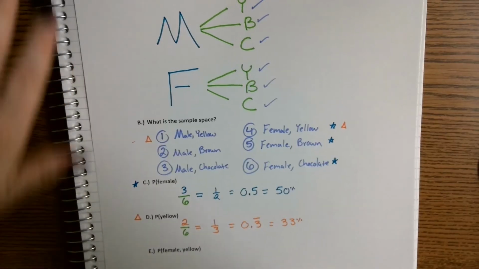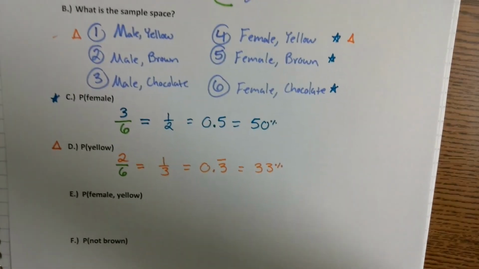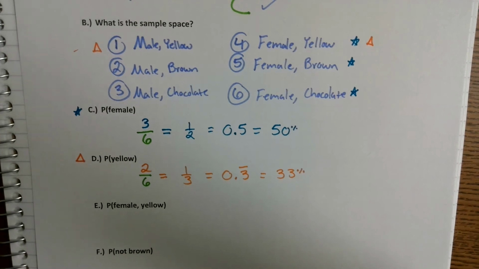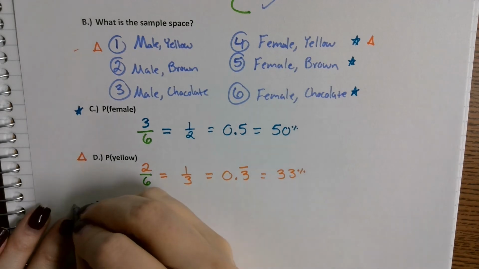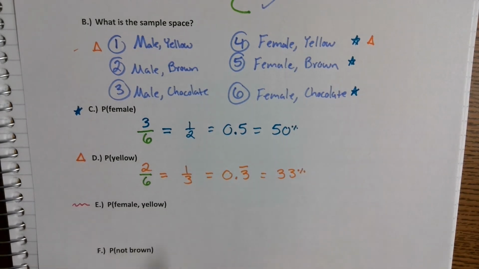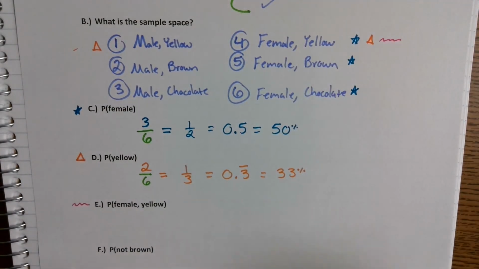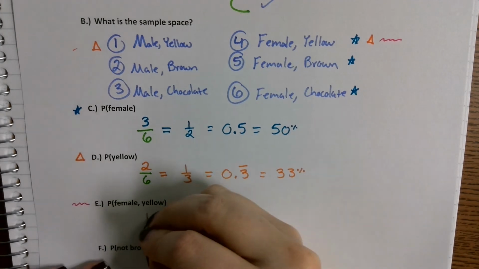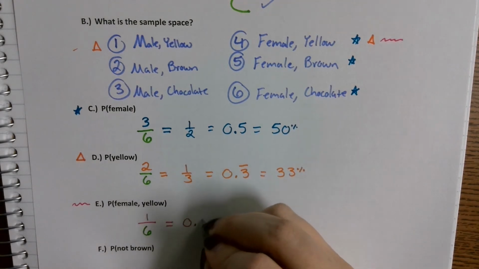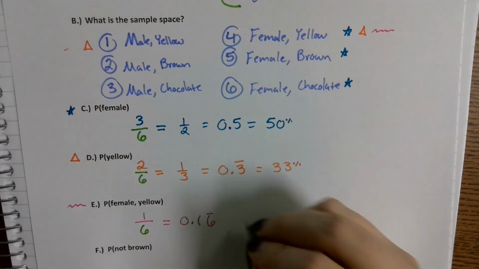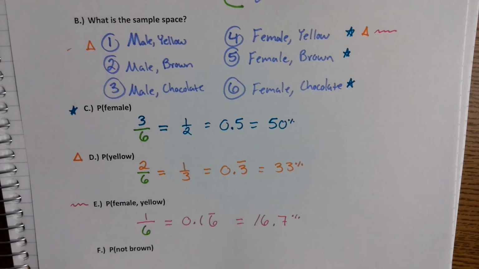Okay, now I'm going to zoom down a little bit. What about the probability of it being a female and yellow? Has to be female and yellow. There's only one of them that's female and yellow, so it's 1/6. And 1/6 is going to come out to being about 0.16 repeated, the 6 repeats, which is approximately 16.7%.